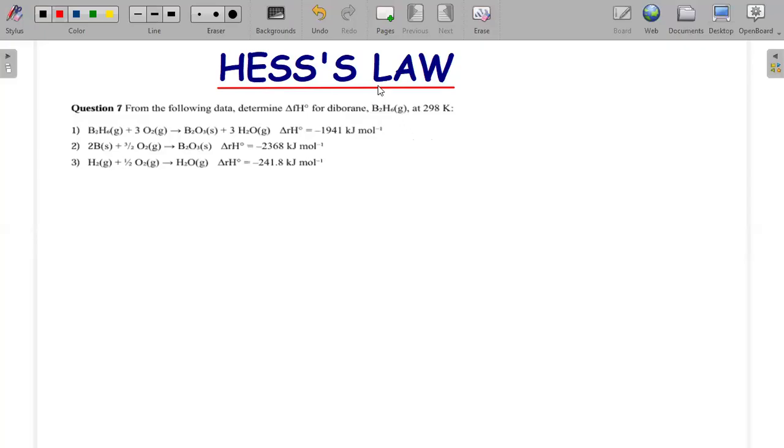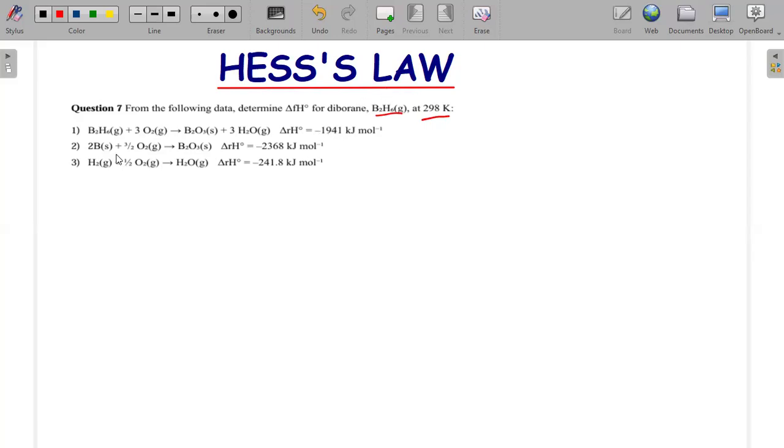In this tutorial, we are going to look at Hess's Law using the question here, which says: from the following data, determine the change in enthalpy of formation for diborane. We've been given the formula for diborane, which is B2H6, the gas, at a temperature of 298 Kelvin. That's a standard temperature.